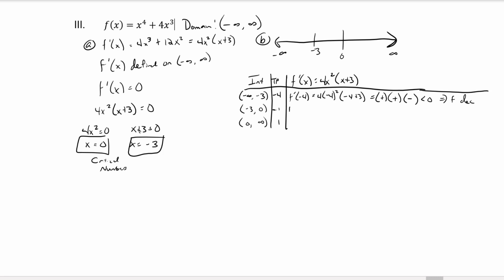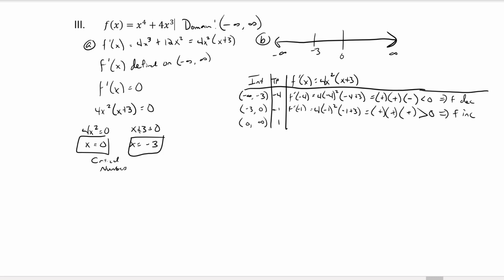Next, f prime of negative 1 is our next test value. That's 4 times negative 1 squared times negative 1 plus 3. So 4 is positive, negative 1 squared is positive, and negative 1 plus 3 is positive. Positive times positive times positive, so our derivative is greater than 0. That tells us f is increasing.